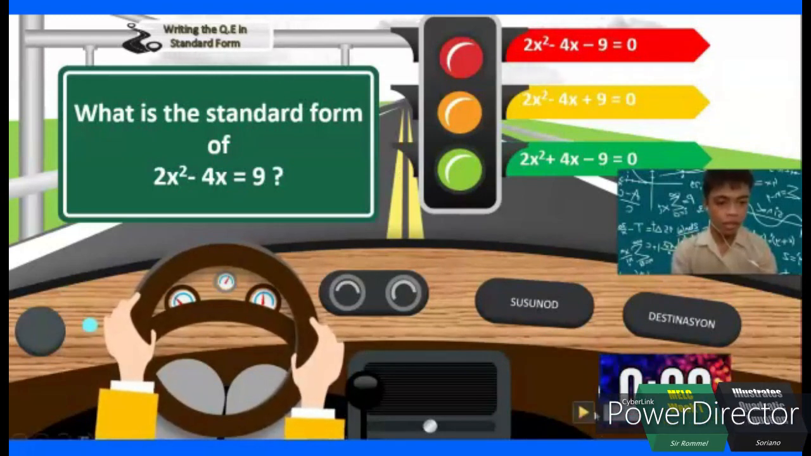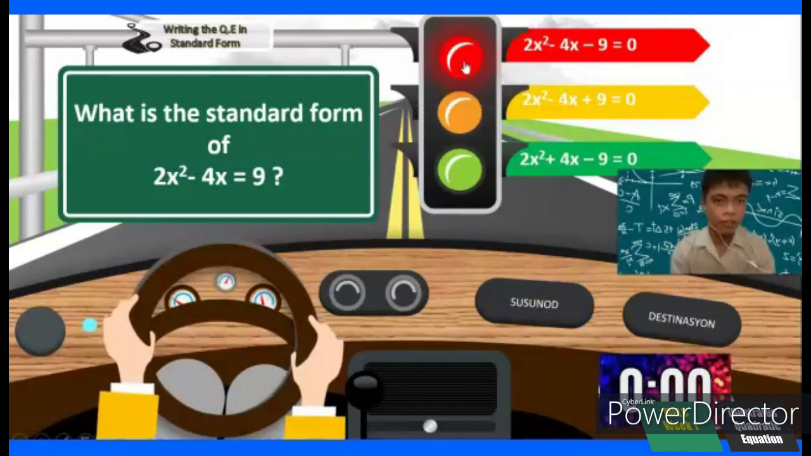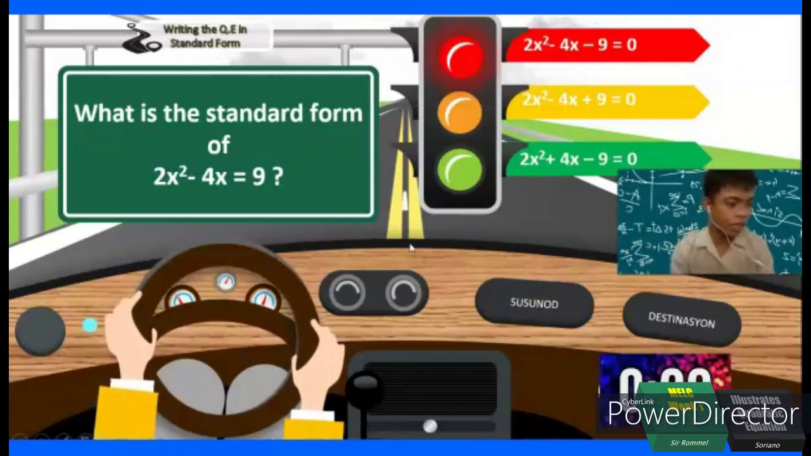Okay. Time is up. Now, what is the correct answer? The correct answer is red. Okay, kung wala sa mga nakuha.